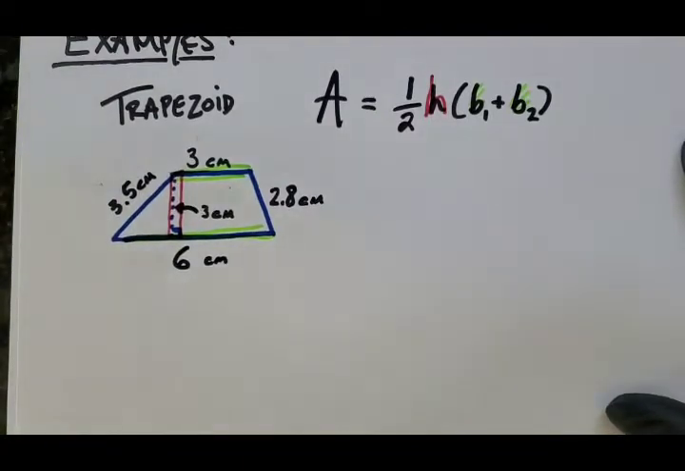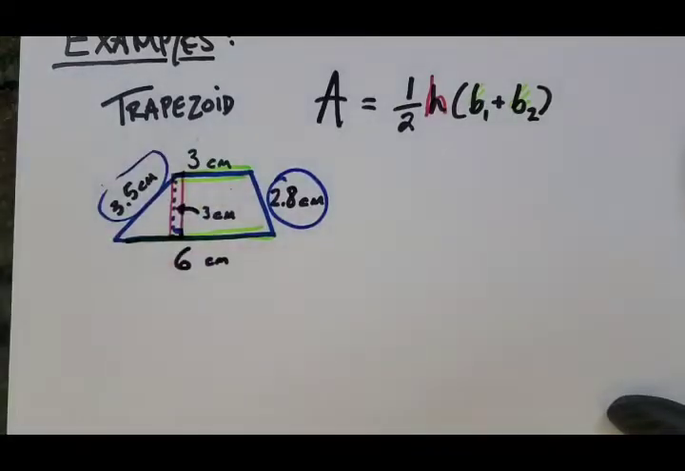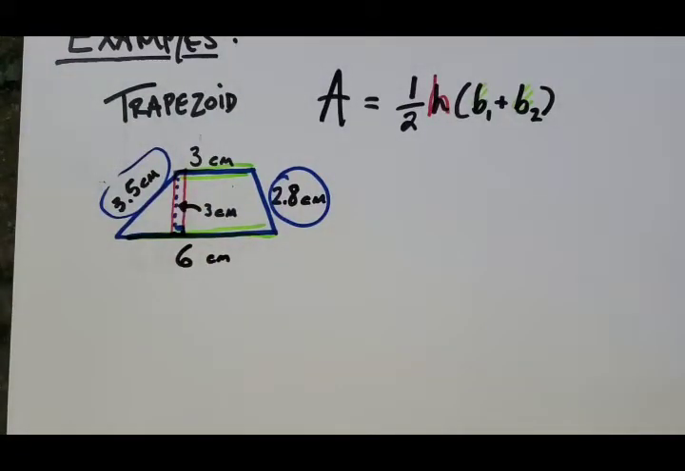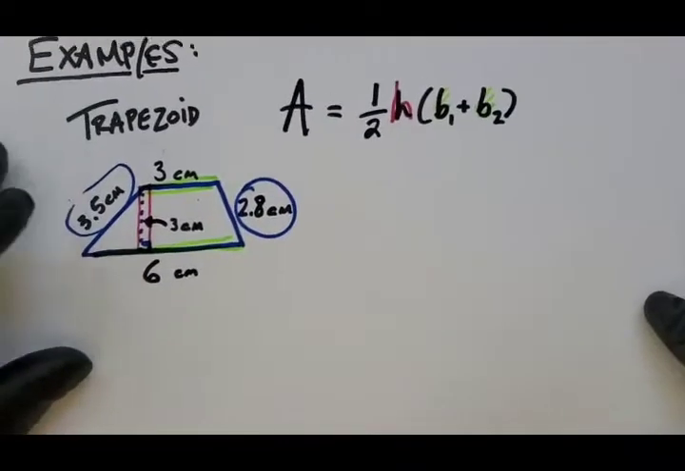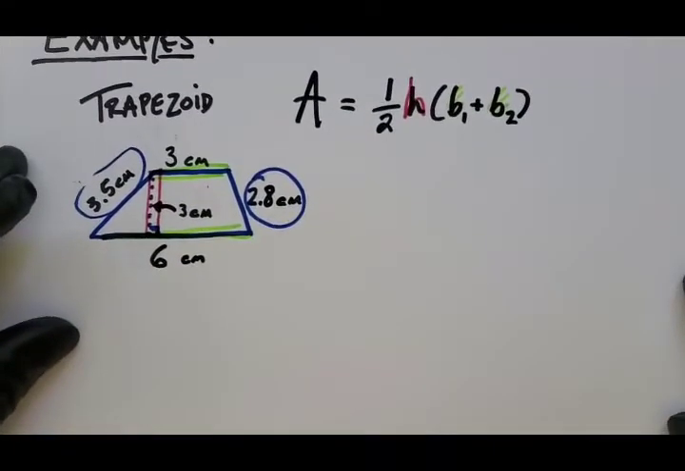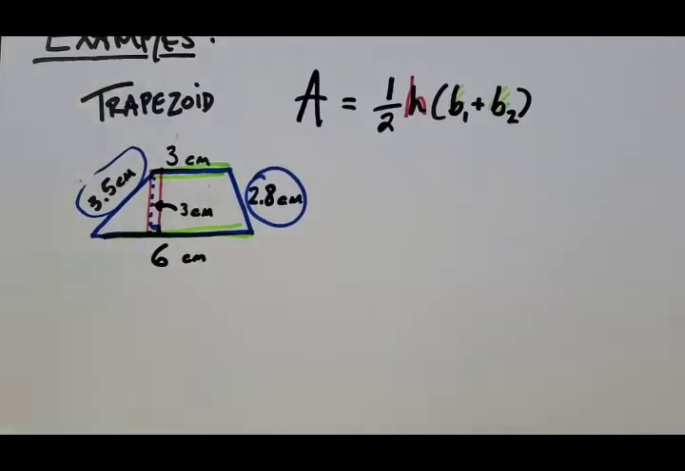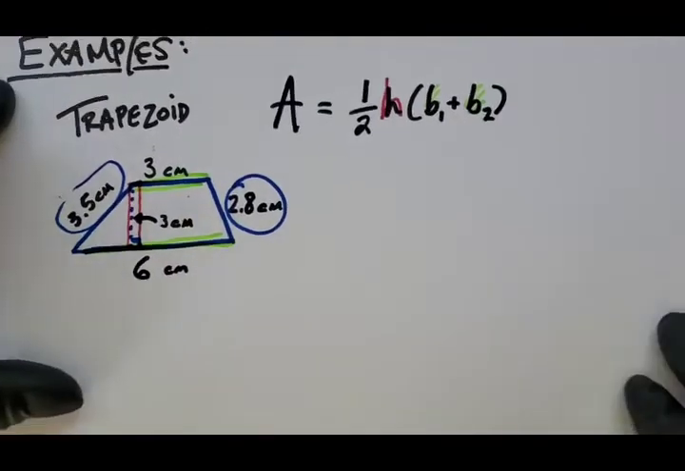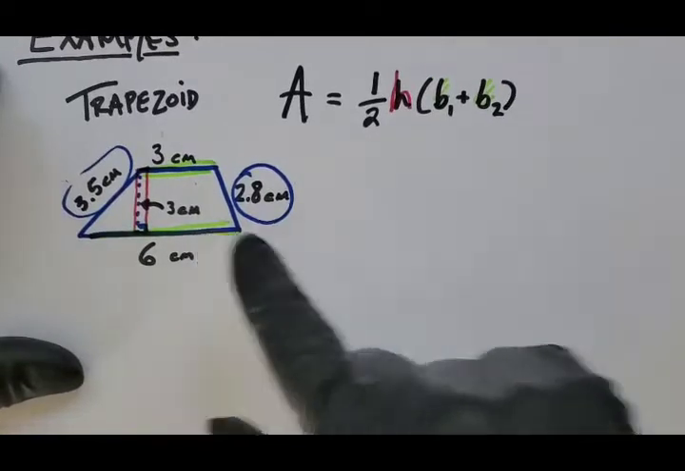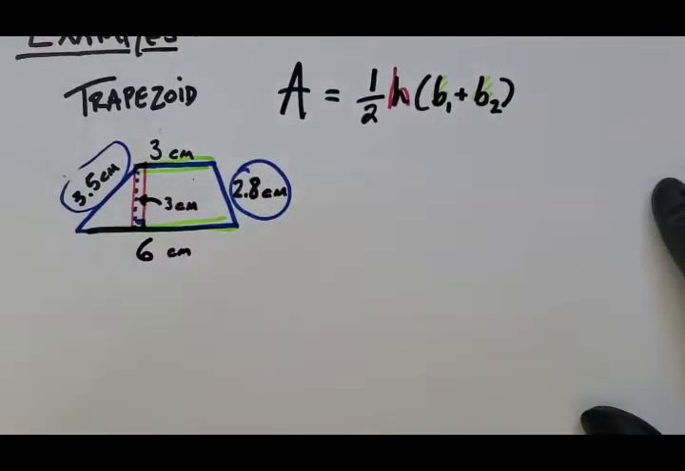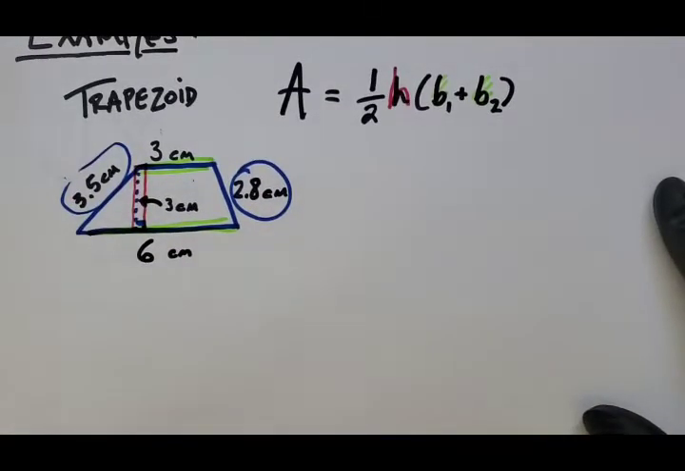So what about this one, Mr. Whately? What about that one, Mr. Whately? Well, guess what? You don't need those side lengths to calculate area. When you're approaching some of these diagrams, you have to think and make sure that you're using the measurements necessary to correctly come up with area. I'm going to go ahead and find the area of this beautiful trapezoid.